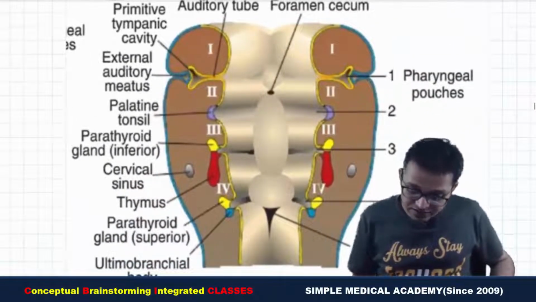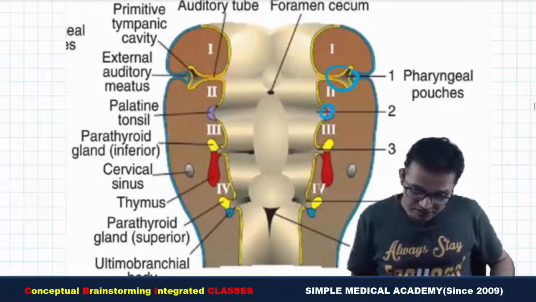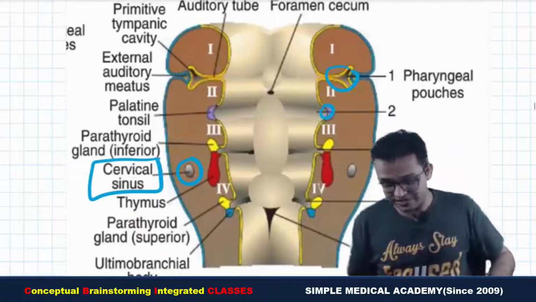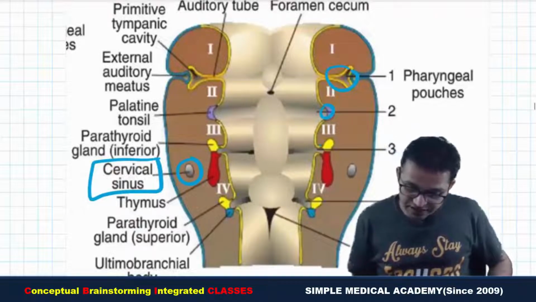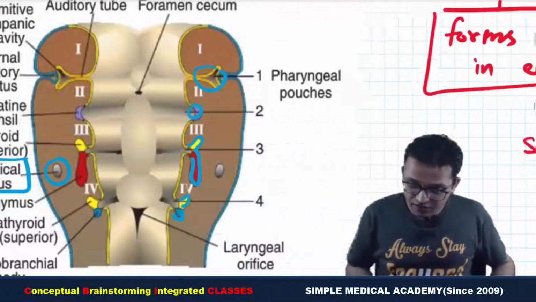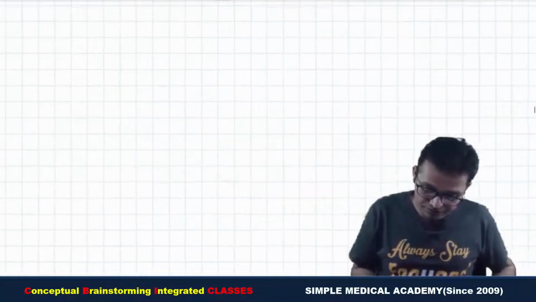Yes, can you see this is the first pouch, second pouch. Can you see the cervical sinus is very small and later it disappears. Okay, and this is the dorsal part and the ventral part, and here the dorsal and ventral parts. Okay, so what I want to tell you about the pouch.